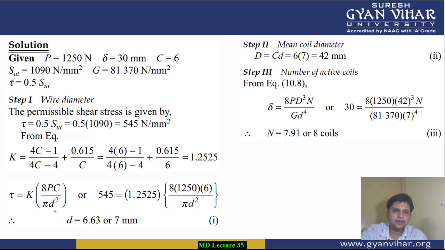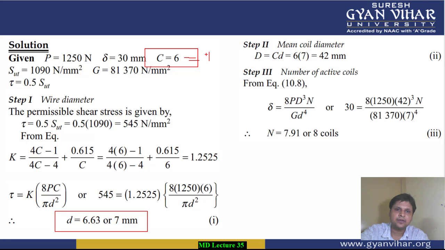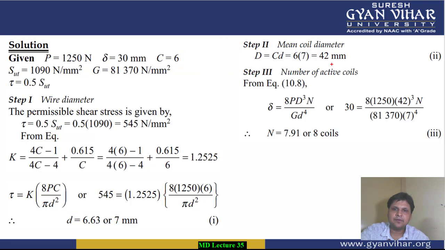Alright. Now if you have calculated the value of wire diameter, this means that we can calculate the value of coil diameter. How will we calculate the value of coil diameter? See, spring index value we already have, and spring index is basically the ratio of coil diameter upon the wire diameter. So if C is there and small d you have calculated, then capital D will be equal to C into d. C into d means 6 into 7, which is equal to 42. So this is the mean coil diameter. We have calculated the wire diameter and the mean coil diameter.